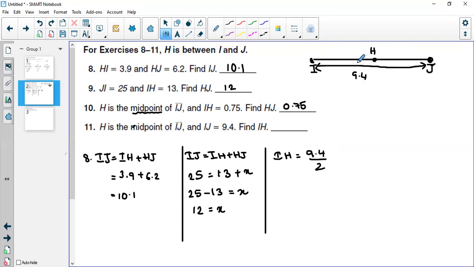Because, again, I'm reminding you, midpoint means it's exactly in between the line. So which means this part and this part are equal. So the whole length is 9.4, which means if I want to find half of the line, I divide it by 2. So that's going to give me 4.7. So the length of IH is 4.7. If the length of IH is 4.7, the length of HJ is also going to be 4.7. So you can add them up and check, you will get 9.4.